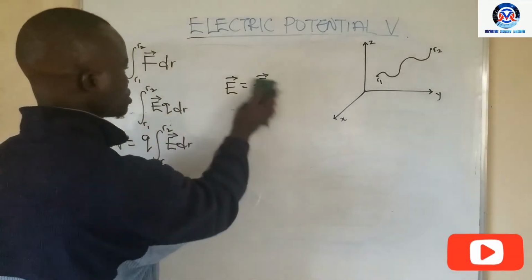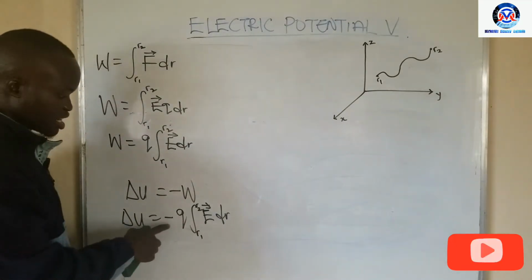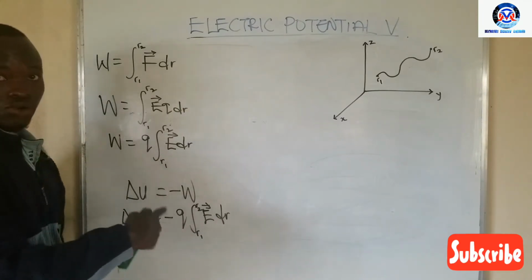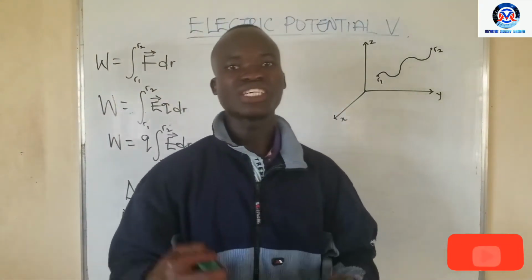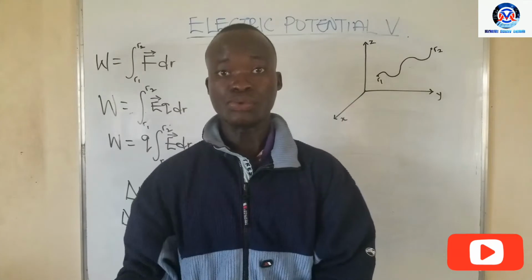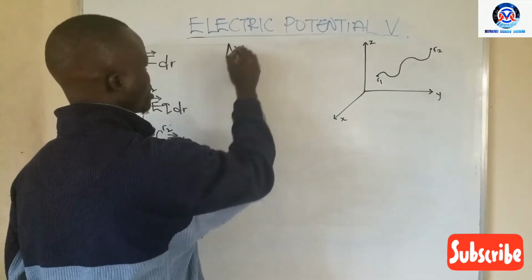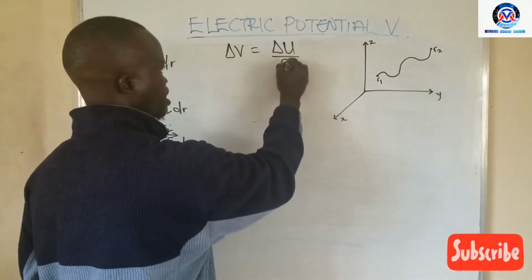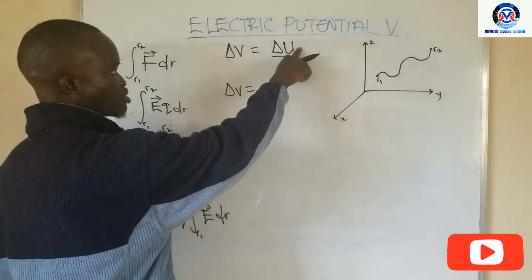So now we have that the change in potential energy is negative Q integral of E dr from R1 to R2. And we know that electric potential is electric potential energy per charge. So change in electric potential will be change in electric potential energy per charge.